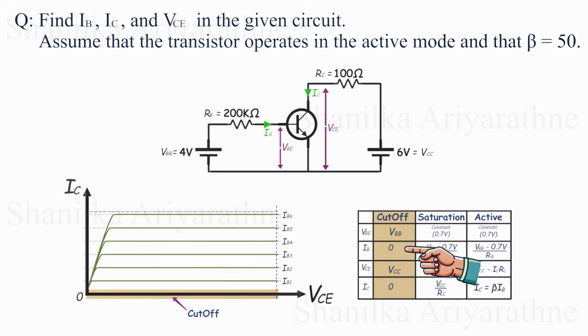That's because there's no base current. IB is 0. In this case, VBE is equal to VBB, but since there's no current through the base resistor, the transistor is off. That means IC is 0 and VCE is equal to VCC.